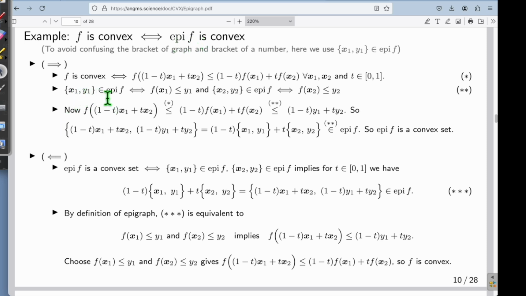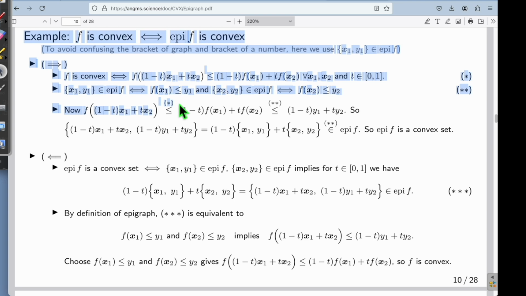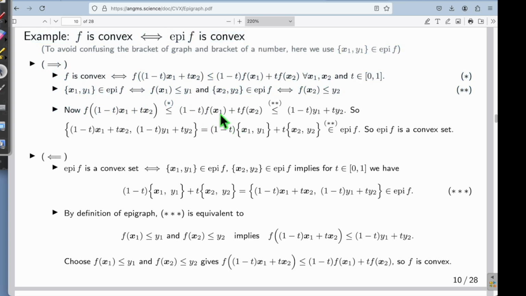Second point, because we want this, right? If (x1, y1) is in the epigraph, that means F of x1 is below y1. This is the definition of epigraph, right? Nothing changed. If (x2, y2) is in the epigraph, then F of x2 is below y2. So this is the definition of convexity by Jensen's inequality. Now this thing, by star, is below this thing. Then F of x1 is below y1, because of 2, so I replace it by y1. F of x2 is smaller than y2, so by 2, I replace it by y2.